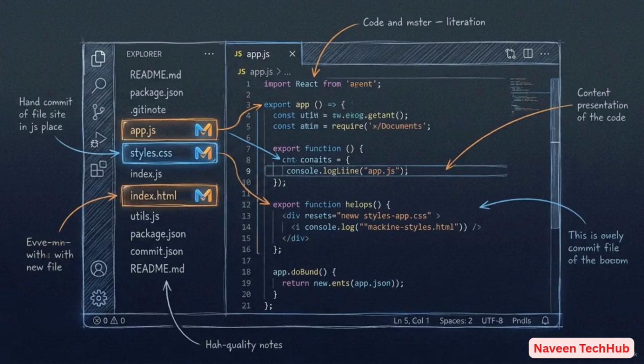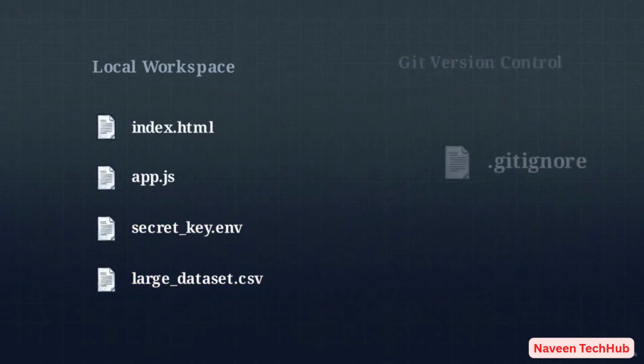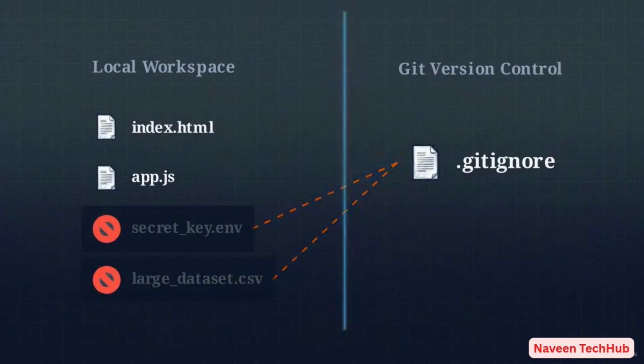As you write code, you will use git status to see which files have been modified. Before tracking everything, you create a .gitignore file. This prevents Git from ever tracking or uploading sensitive items, such as private API keys or large system files.